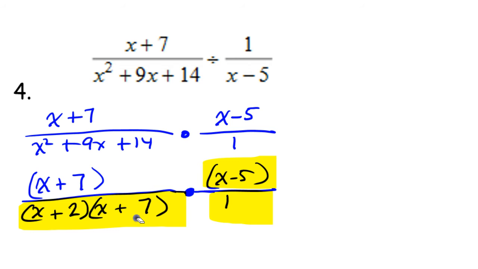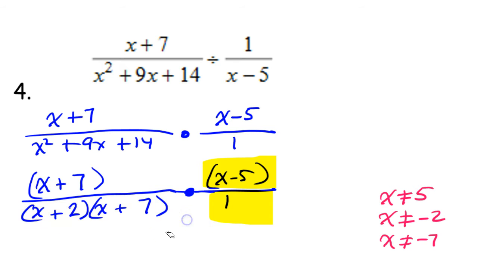So I'm going to look at all three of these places for my excluded values, my restrictions. So looking at the x plus 2, if I set that equal to 0, I find that x cannot equal negative 2. Looking at the x plus 7, x cannot equal negative 7. The 1, there's no variable, so ignore that. But looking at the x minus 5, x cannot equal positive 5 if you set that equal to 0. Okay, so now we've got the restrictions.